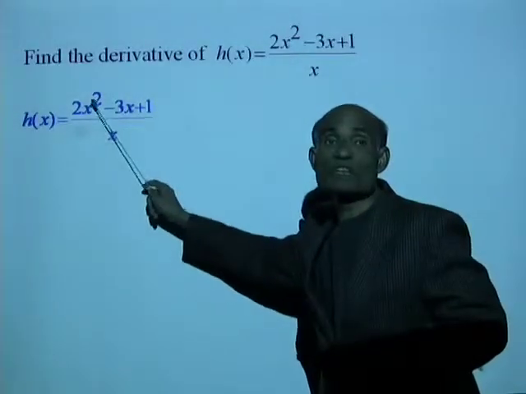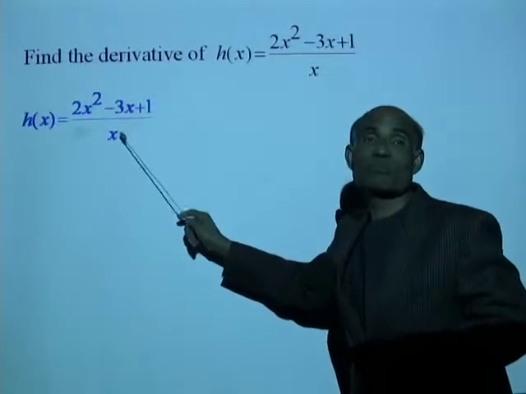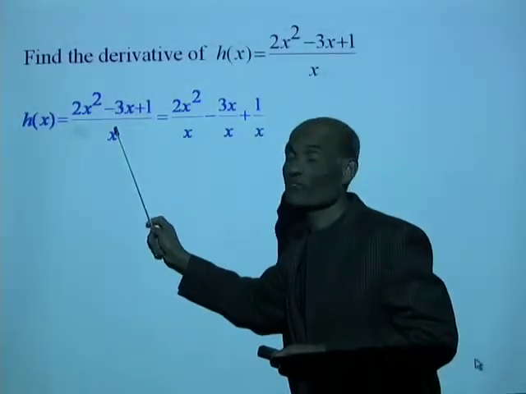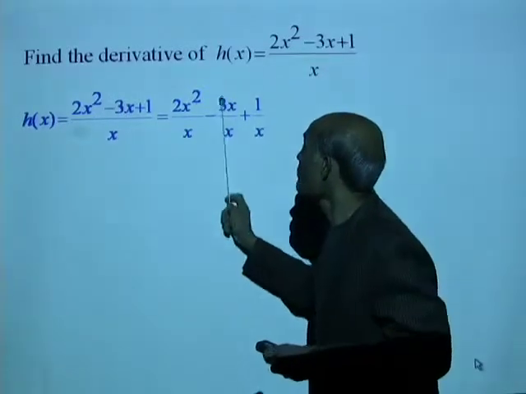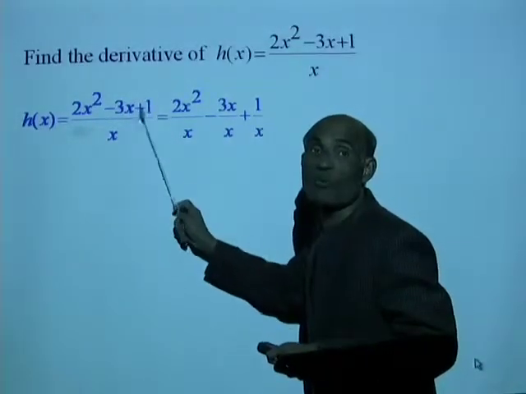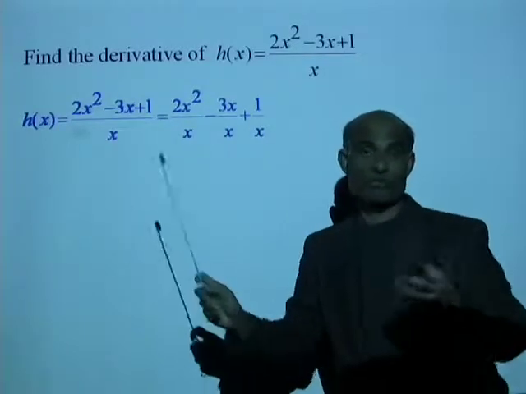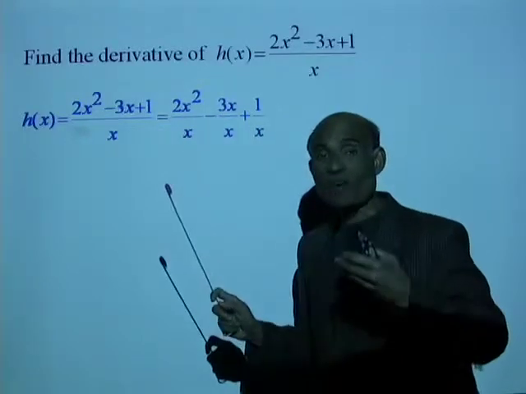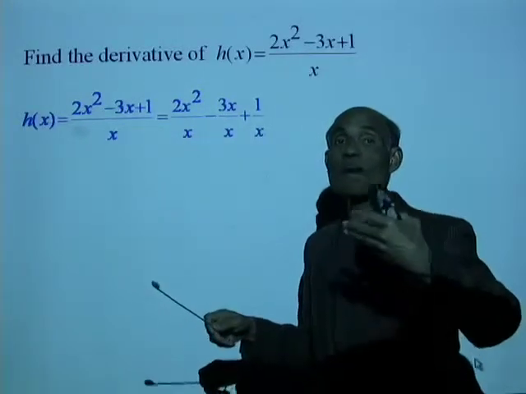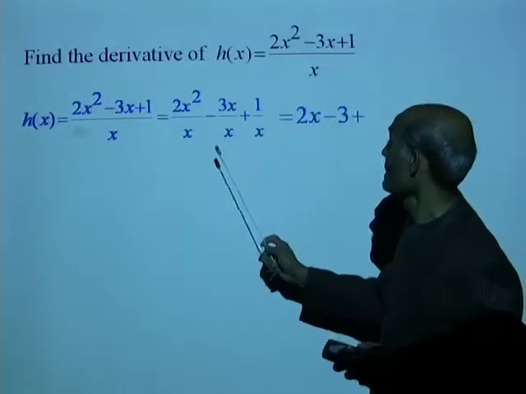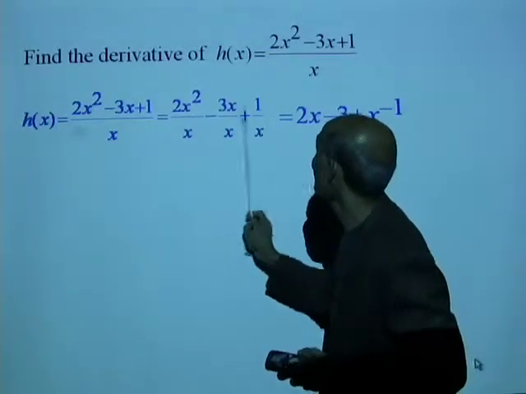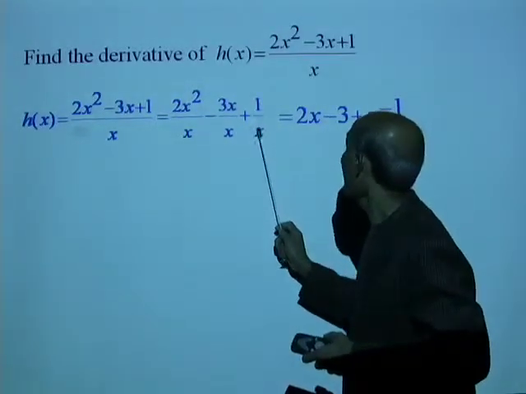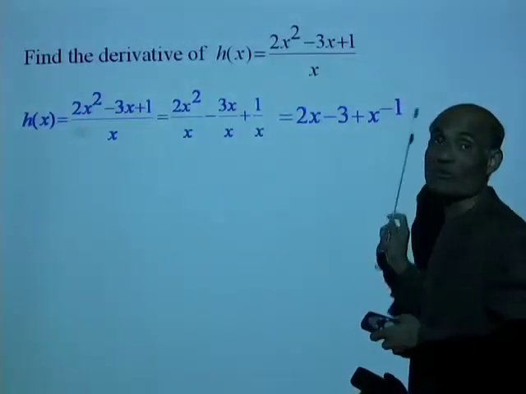So h of x is 2x squared minus 3x plus 1 over x. We write it as 2x squared divided by x, minus 3x divided by x, plus 1 divided by x. That has no problem, elementary algebra. And now we can simplify each of these and write it in the form where you can apply the power rule. Alright, this will be 2x squared over x is 2x, minus 3x over x is 3, and 1 over x is x to the power of negative 1.